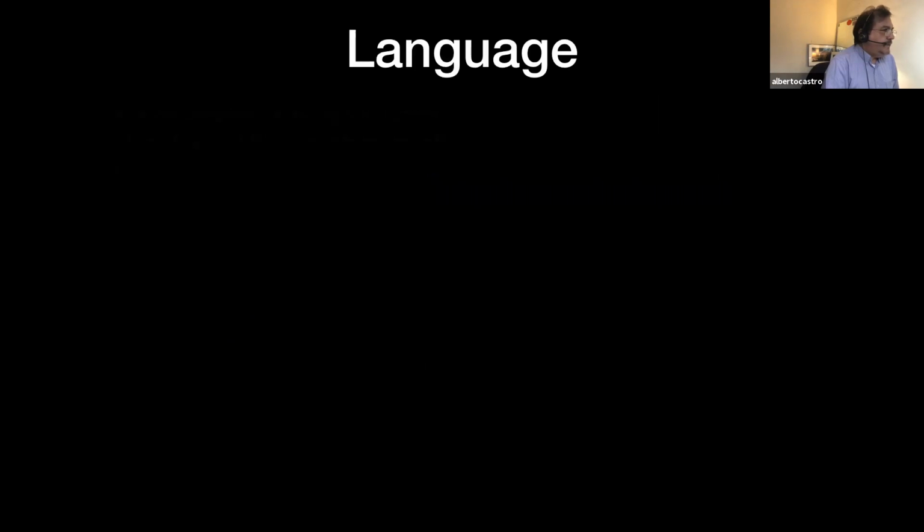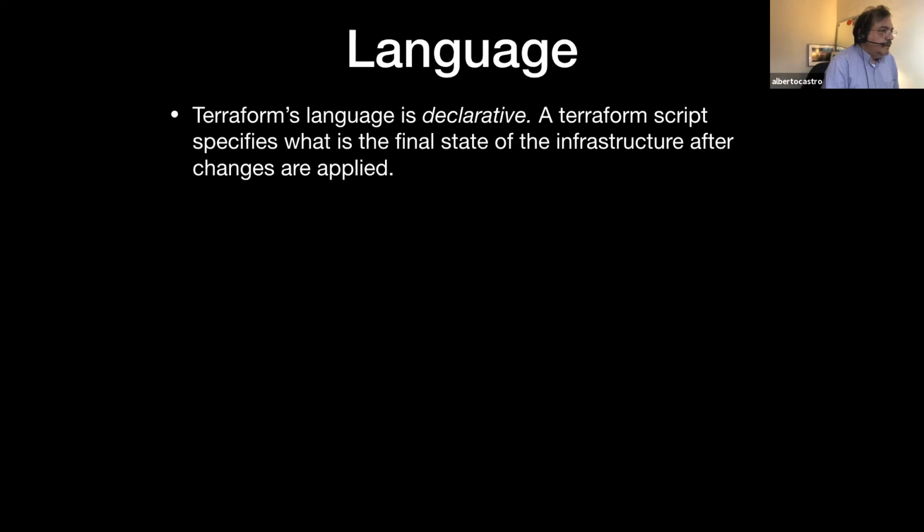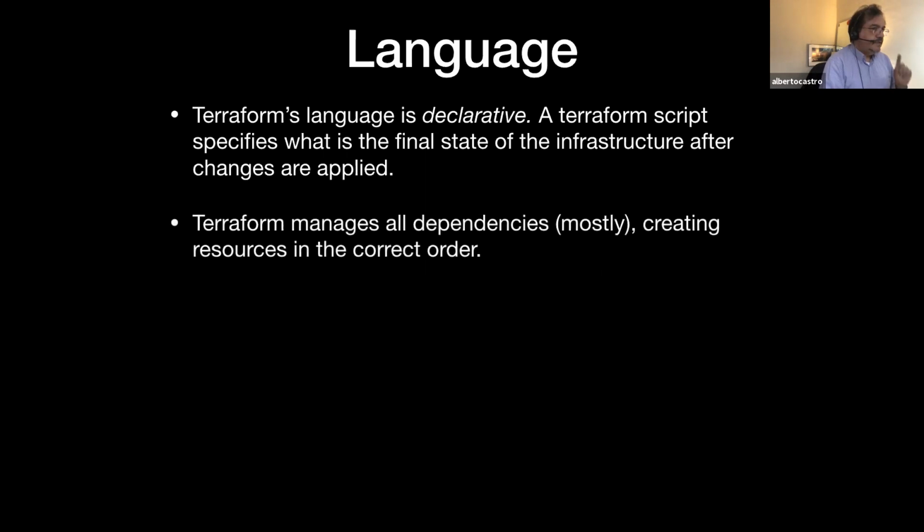So let's talk a little bit about the language. The language of Terraform is declarative. As you saw in the example, what we were saying was, this is what I want. I want an EC2 instance that has these properties, and that's it. I'm not telling you how you're going to build it. I'm just telling you this is what I want. Or I want a security group, etc. So just specify the final state.